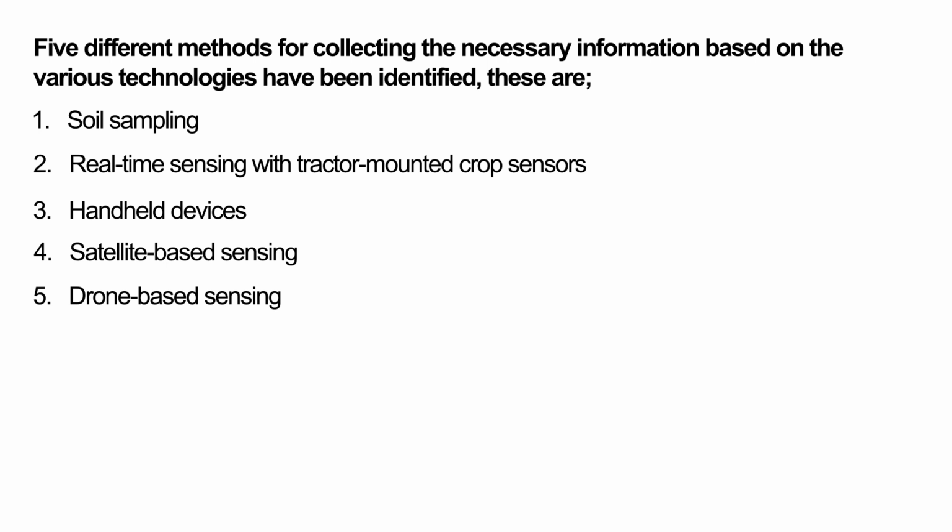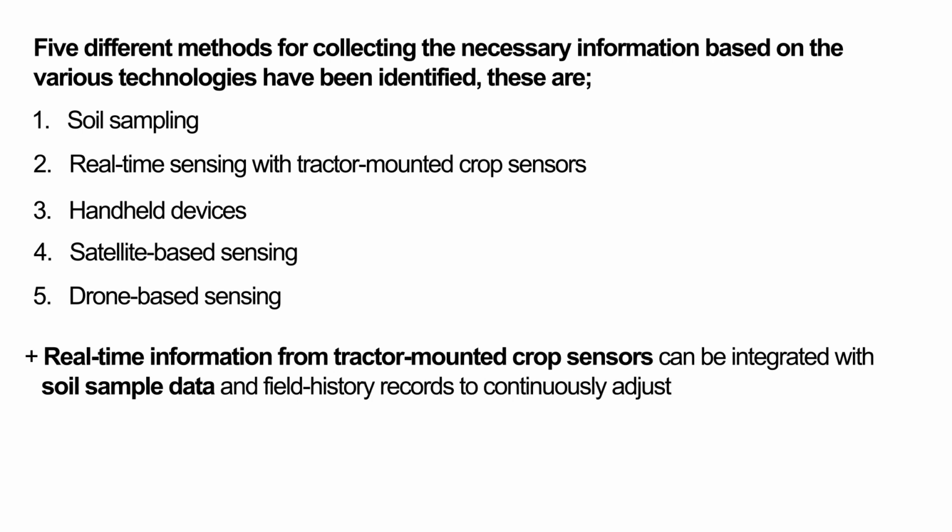These different sensing methods are often used in combination. For instance, real-time information from tractor-mounted crop sensors can be integrated with soil sample data and field history records to continuously adjust nitrogen rates in the field. Moving from the first to the fifth method increases the quality of information available on plant nutrient needs.